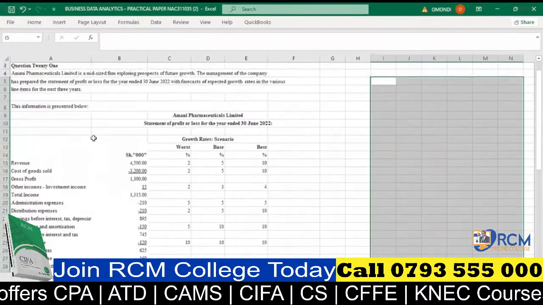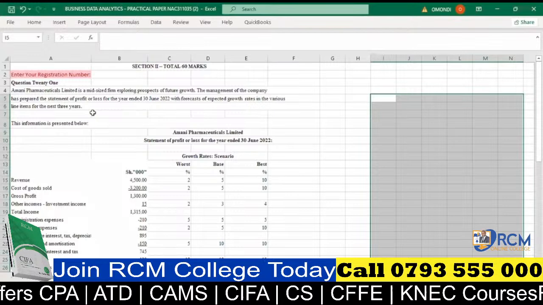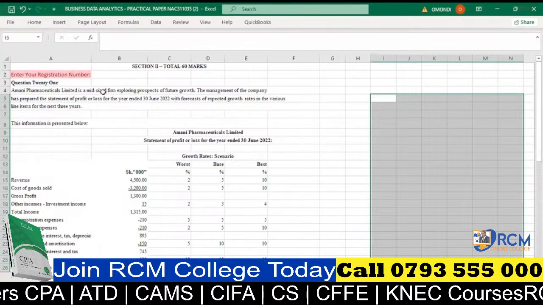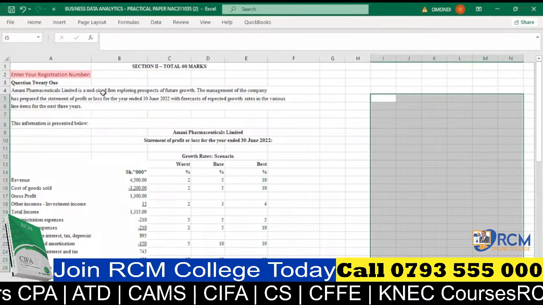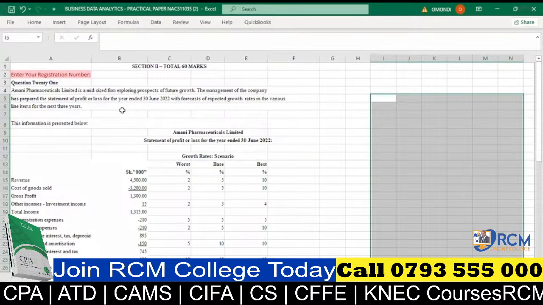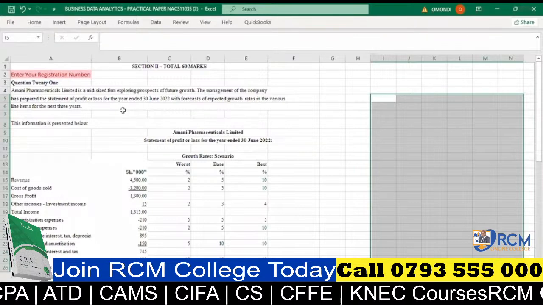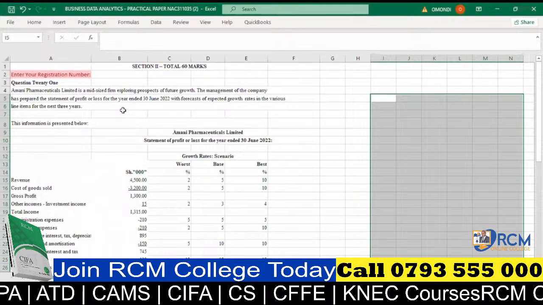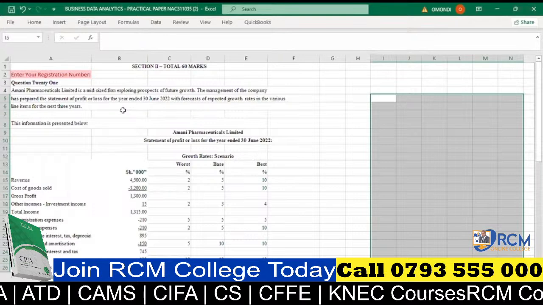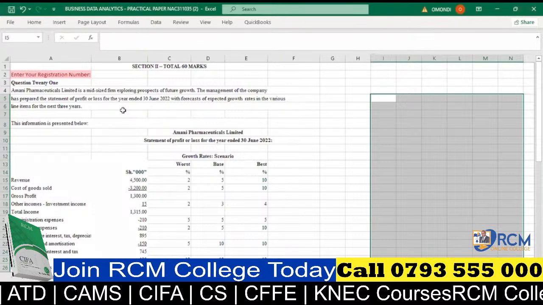So here we have question number 21. Amani Pharmaceutical Limited is a mid-sized firm exploring prospects of future growth. The management of the company has prepared the statement of profit or loss for the year ended 30th June 2022 with forecasts of expected growth rates in the various line items for the next 3 years. This information is presented below.